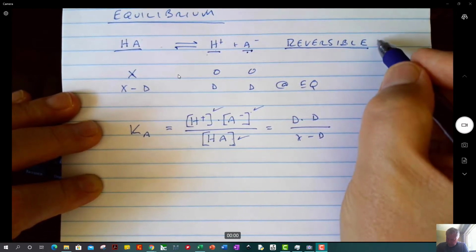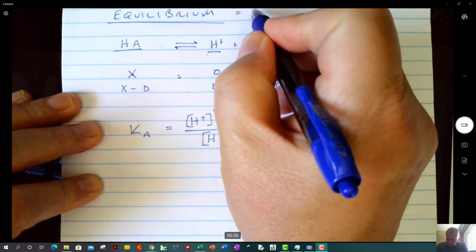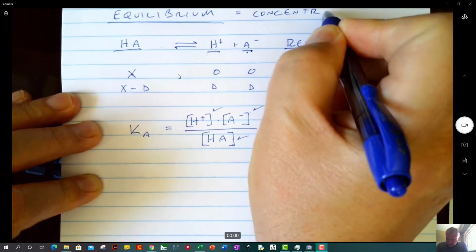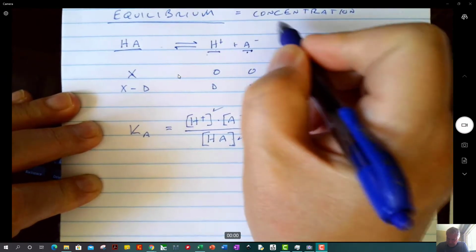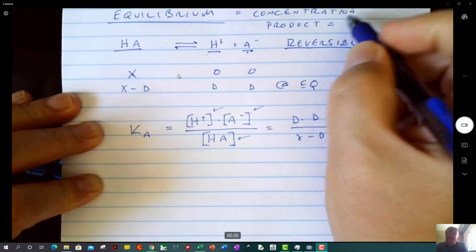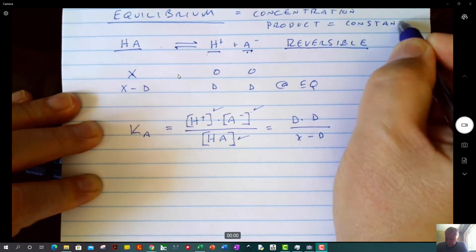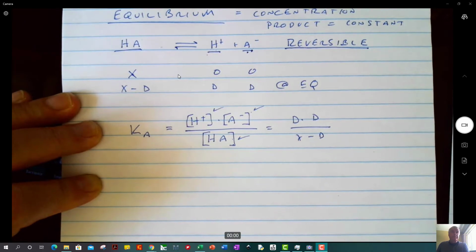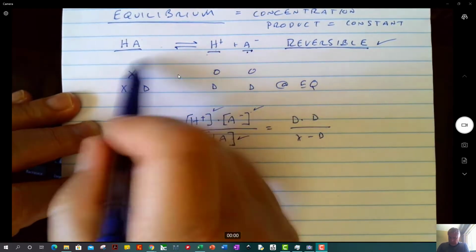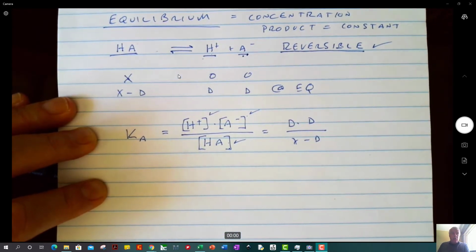So an equilibrium constant means that the concentration product equals a constant. And that applies to reversible reactions where you can define all these species, and that's not uncommon at all, right?